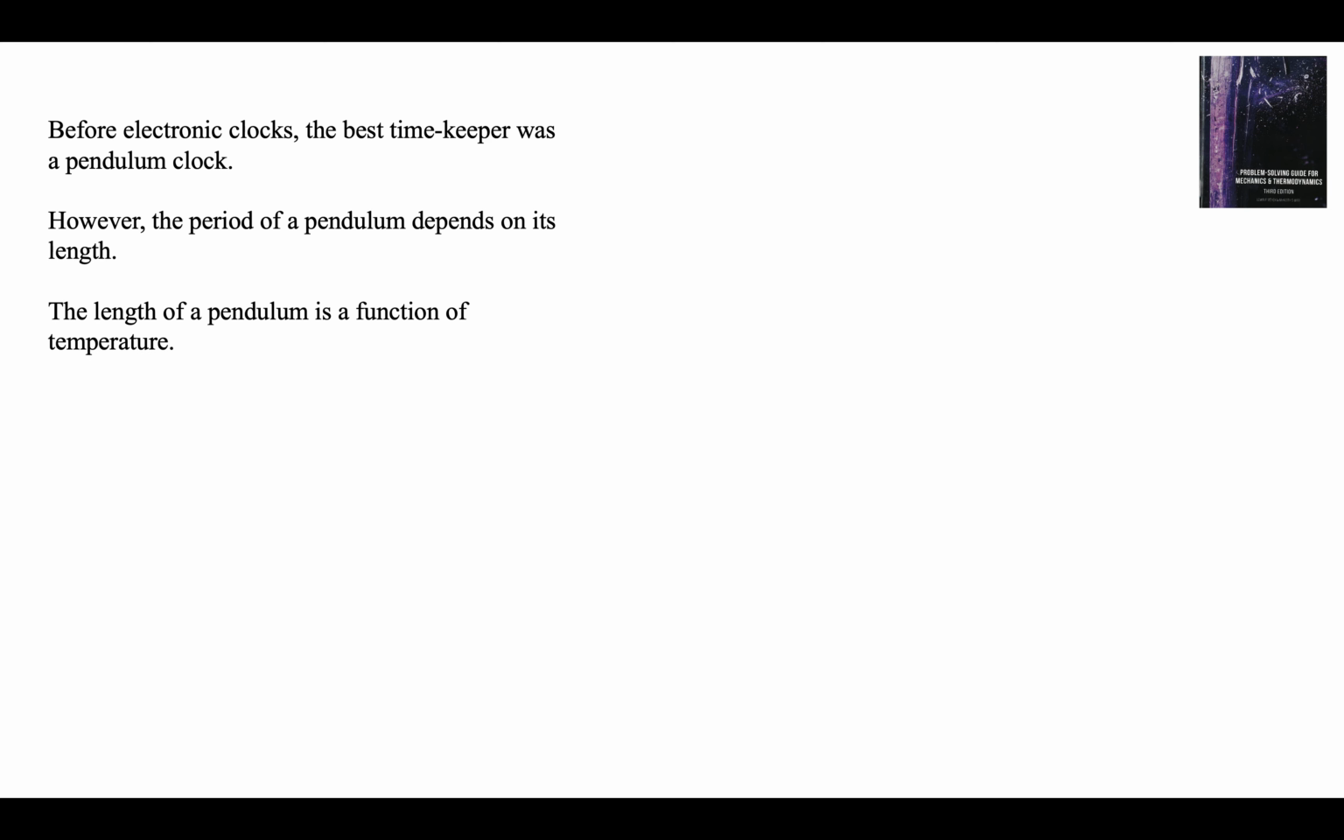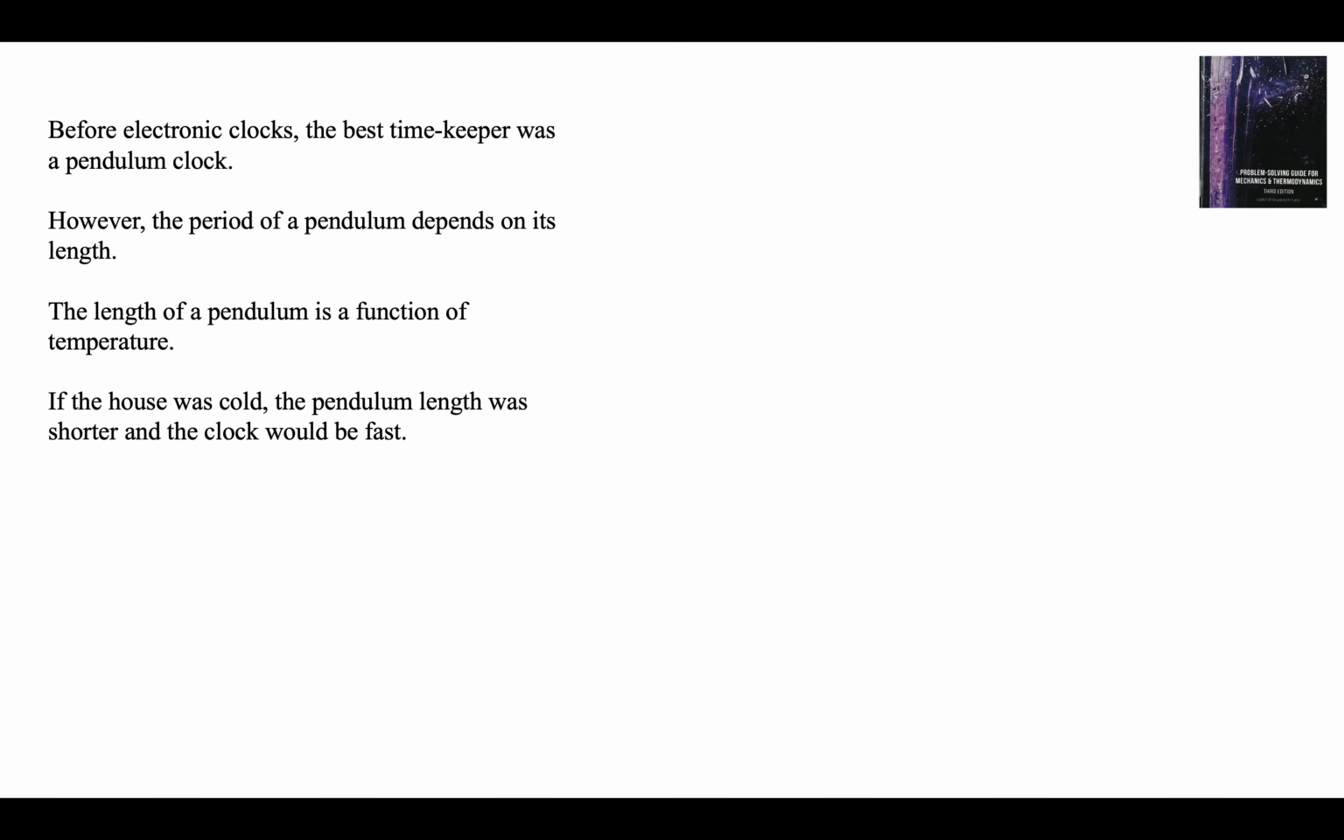Before electronic clocks, the best timekeeper was a pendulum clock. The pendulum would swing back and forth, but the period of a pendulum depends on its length. And if you have a metal rod as a pendulum with a weight at the end, the length is a function of temperature. It will expand if it's hot. It'll shrink if it's cold.